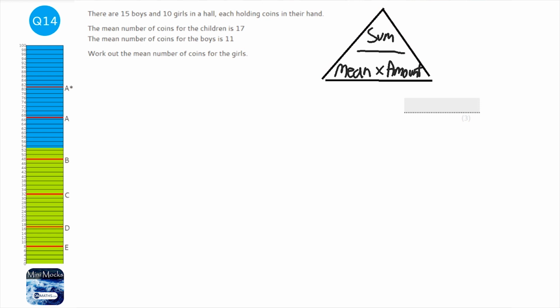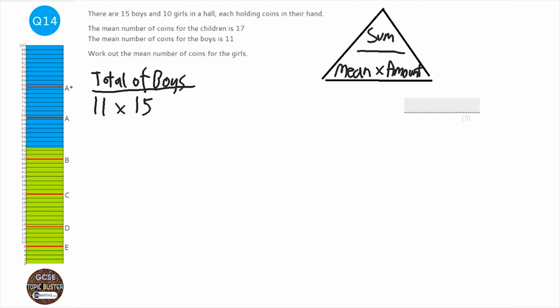So with that in mind, we can work out the total, or the sum, of the boys. So the mean of the boys is 11, and the amount of the boys is 15. So using the triangle, we just times them together and we can work out what the sum, or total, is. So 10 times 15 is 150, add another 15, 165.